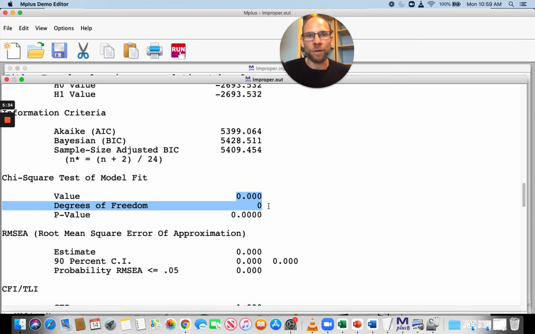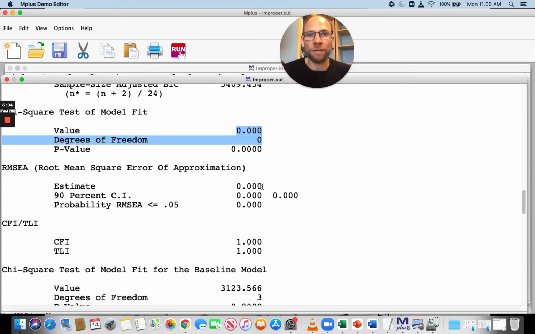So the model then always fits perfectly, regardless of whether you have an improper solution or not. The model is saturated, it has no degrees of freedom. All the information in the data is used to estimate the model parameters, and so there's nothing here to test, so to say. This would be different if you had 4 or more indicators, and then you could still get an improper solution, and you could still get a chi-square test that is not 0 with non-zero degrees of freedom as well.